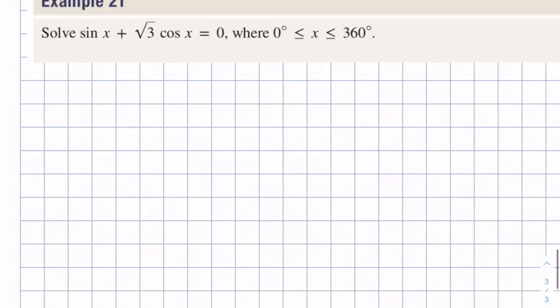Okay, last question. Oh, finally, last question. It's a doozy though. Because this one, it's not just 3x or 2x. There's a sine x plus a root 3 times a cos x. So we're going to have to do something tricky. We're going to have to deal with the equation first.